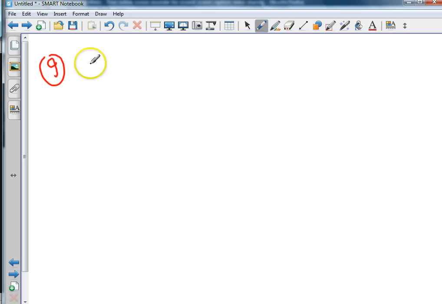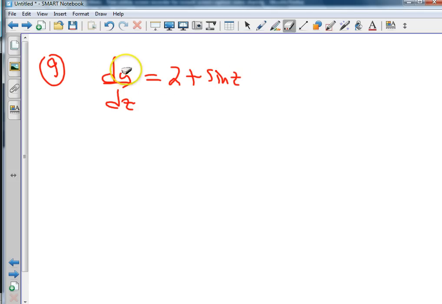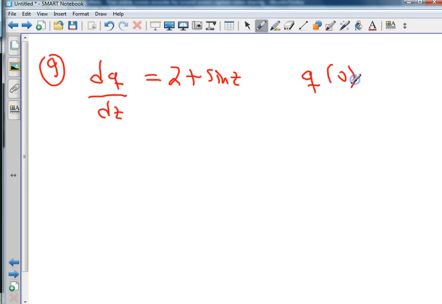9 says, what if dy/dz... so we're going to find y as a function of z, equals 2 plus sine z. And you get an initial condition. Oh, it's not a y, it's dq, sorry. It's dq/dz. So we're going to find q as a function of z. And they give you q is 5 units, whatever they are, when z is 0. So in other words, q of 0 is 5.